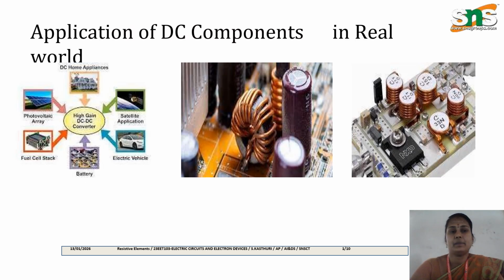So the main applications of DC components in real time are, for example, mobile phones, where resistors, capacitors, and inductors are mostly used; in electric vehicles, inductors and capacitors for power control; in solar systems, capacitors and inductors for filtering; and in embedded systems, all DC components are utilized.